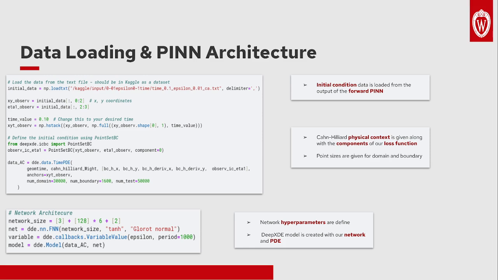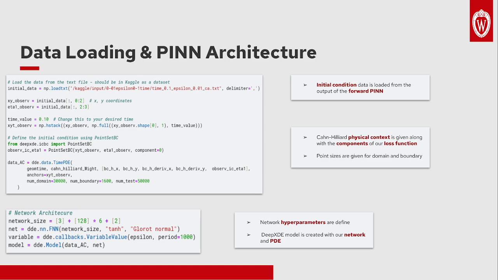Now that we have all of our constants and functions defined, we can jump right into the data loading and PINN architecture definition. What we do first is load in our initial condition data, and this is the exact data that is the output of the forward PINN. We just save the output to a text file so we can load it in easily.